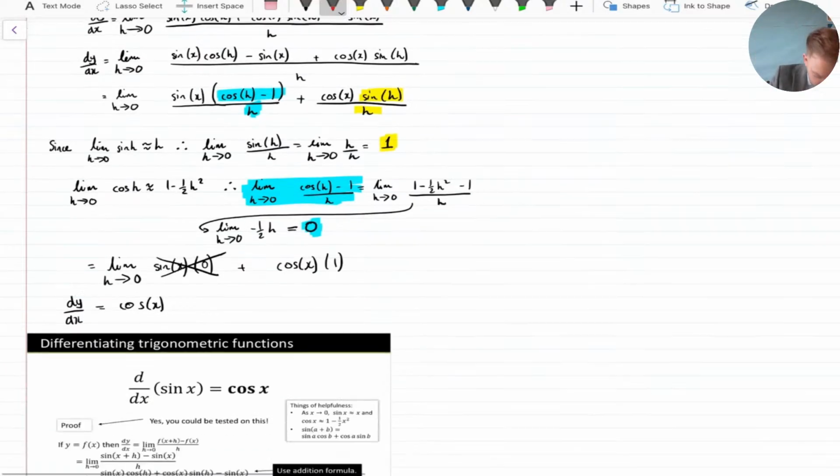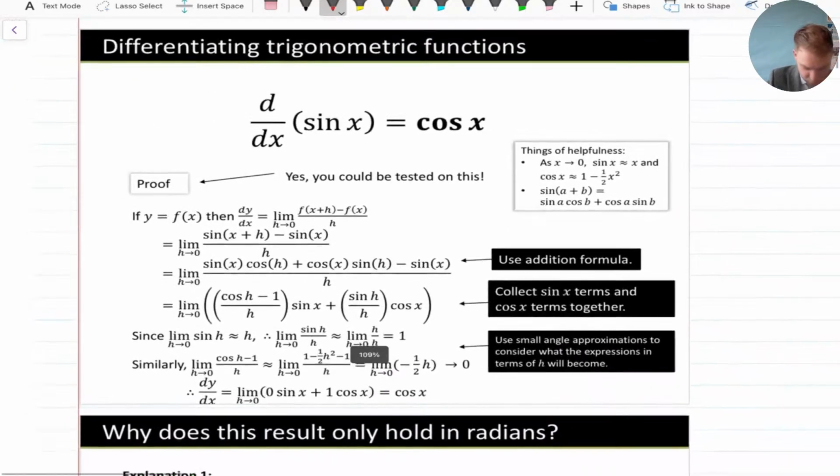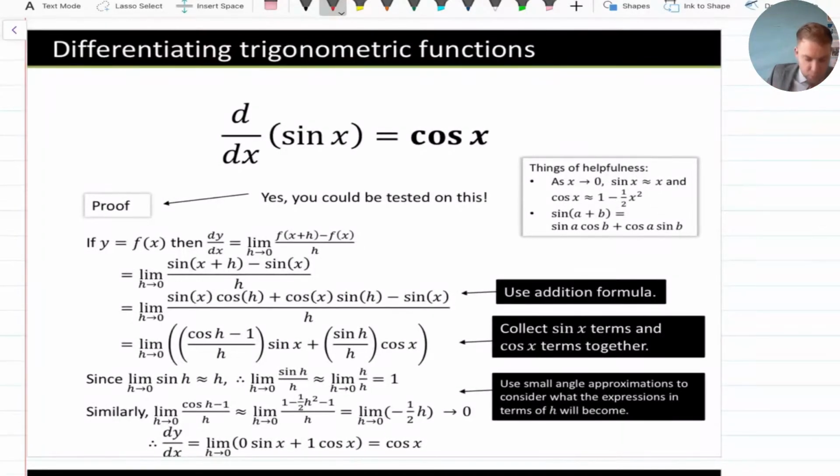So we've done that now. We know this. There's the proof. They've done it a little bit shorter than I have. But we know that differentiating sine x gives us cos x. That's our starting point. And we're doing this from small angle approximation, which is this part up here.